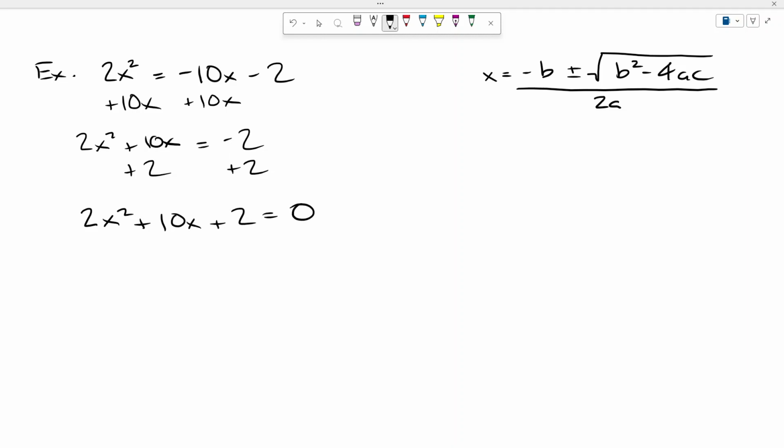Now we are in general form. So now we can start working towards inputting into our quadratic formula. So we have our a, we have our b, and we have our c. So let's get things inputted here.